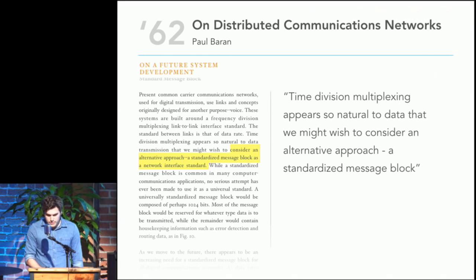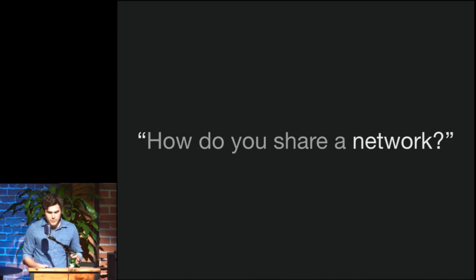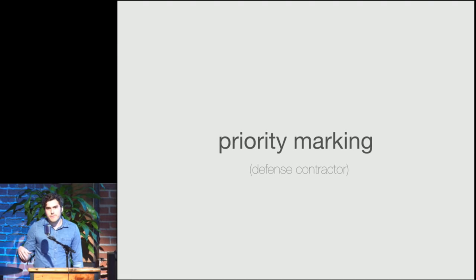And at this point, you can throw everything you know about resource allocation in networks out the window, right? Because nothing we knew actually applies anymore. Like Poisson, or all that stuff completely disappears. And so, how would Barron actually share a network? And his solution is priority marking, right? You have this standard message block, and you give it a mark depending on the priority.